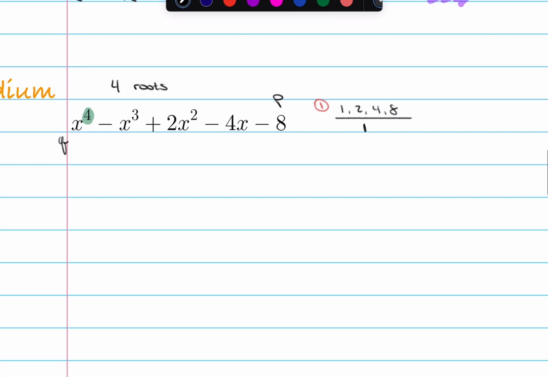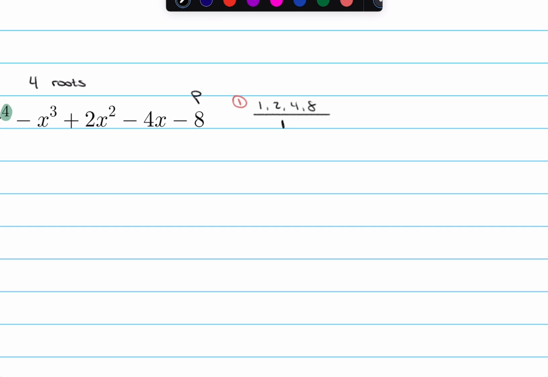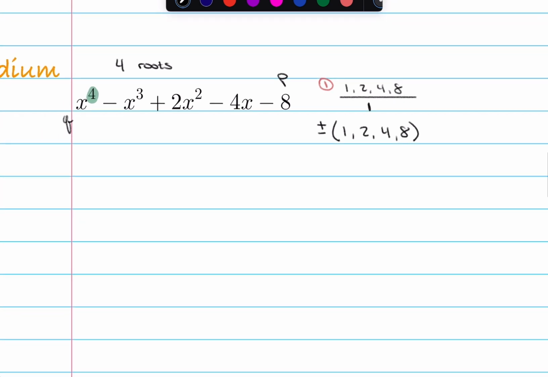Okay. So my potential zeros are going to be plus or minus. They can be positive or negative. 1, 2, 4, and 8. So those are the numbers that I'm going to test. Okay. I'm going to set up my synthetic division. So this is going to be my step 2 where I am finding a zero, a root. So I'm going to set up my synthetic here. So I'm going to use 1, negative 1, 2, negative 4, and negative 8.